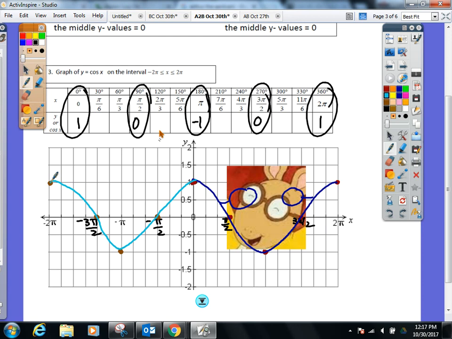But again, this is one full cosine curve. And again, how long did it take to make one full cosine curve? How long a horizontal distance did it take to make one full cosine curve? 2 pi. Same thing again. Period 2 pi. All right. Questions?